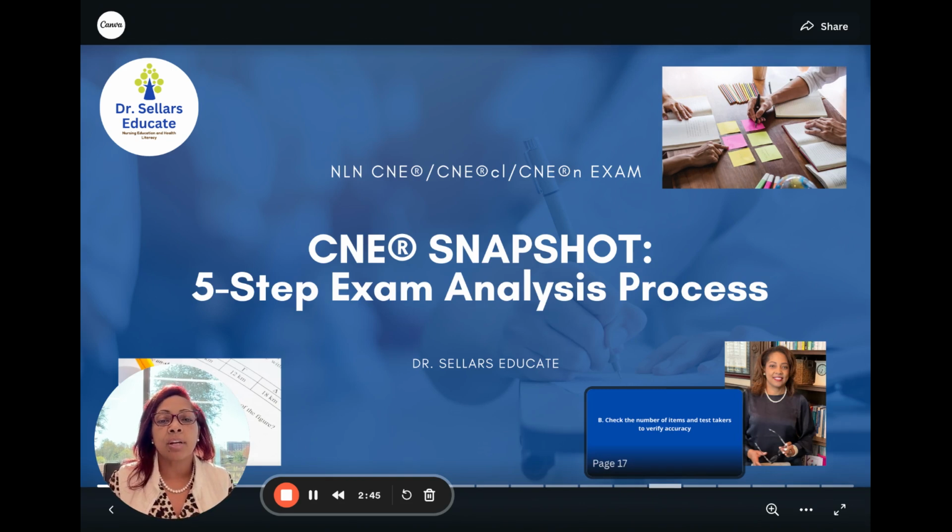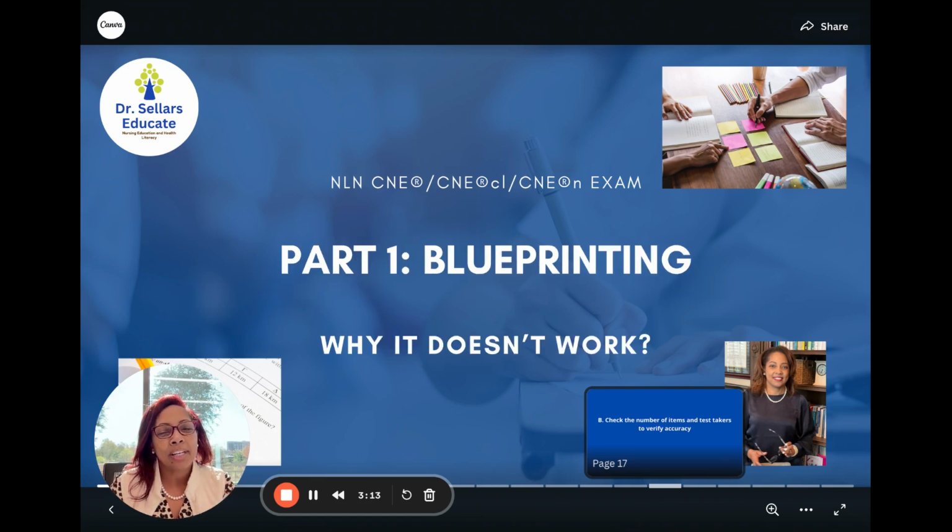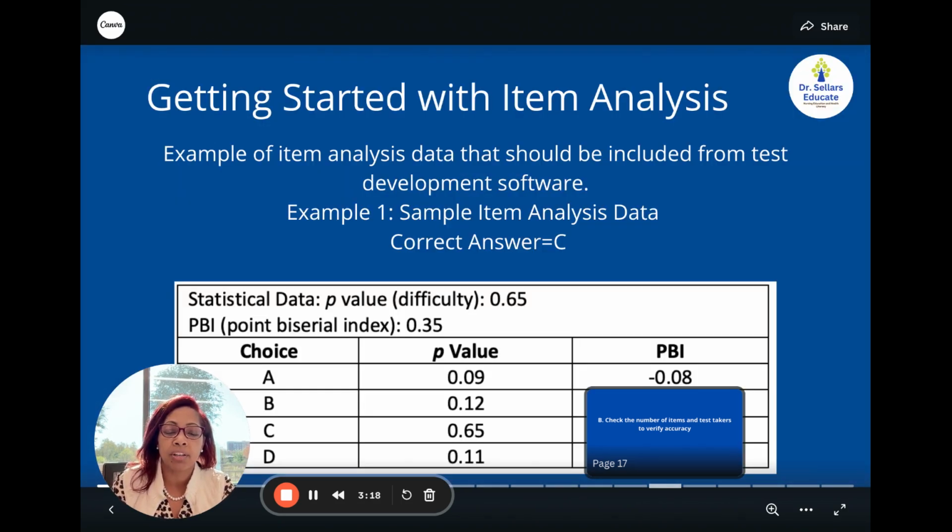All right, so on this journey, we're talking about the 5 steps regarding the exam analysis process. The first step in developing a valid and reliable exam, based on Billings and Halstead and evidence-based literature that we've read, is to ensure that we have a blueprint, that we have mapped our questions on the exam to actual content, to actual learning objectives. So that's the question we're exploring in this snapshot. How can blueprinting go wrong? Why doesn't it work? That's exactly what we're going to be talking about in part 1 of our time together.